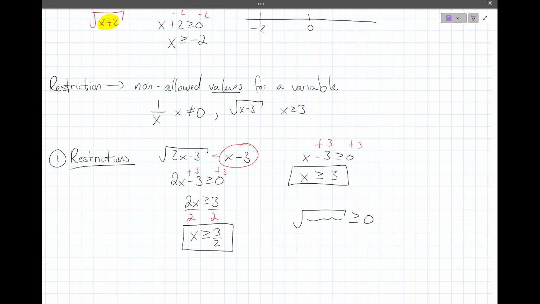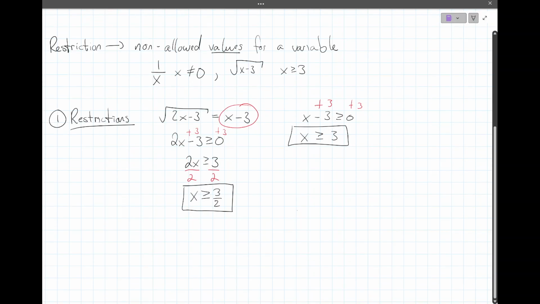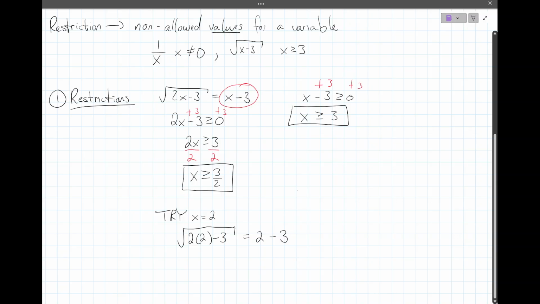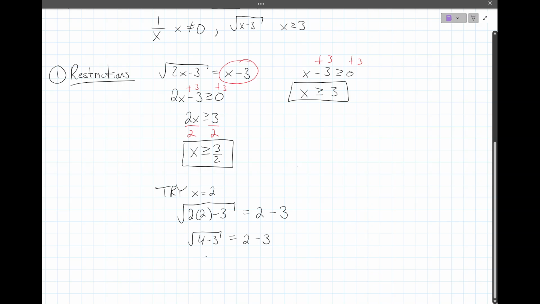Let's do an example case of x equals 2, and I'll show my point here. So we're going to try x equals 2 to make my point. Put 2 here, 3 here, and we're going to put 2 minus 3 there. And what I'm going to get is 4 minus 3 root, and I'm going to get 2 minus 3 here, and I'm going to get the root of 1, and that's negative 1. Well, that's not true. The root of 1 is 1, right? We're not taking absolute values here. We're always looking for it to be specific.